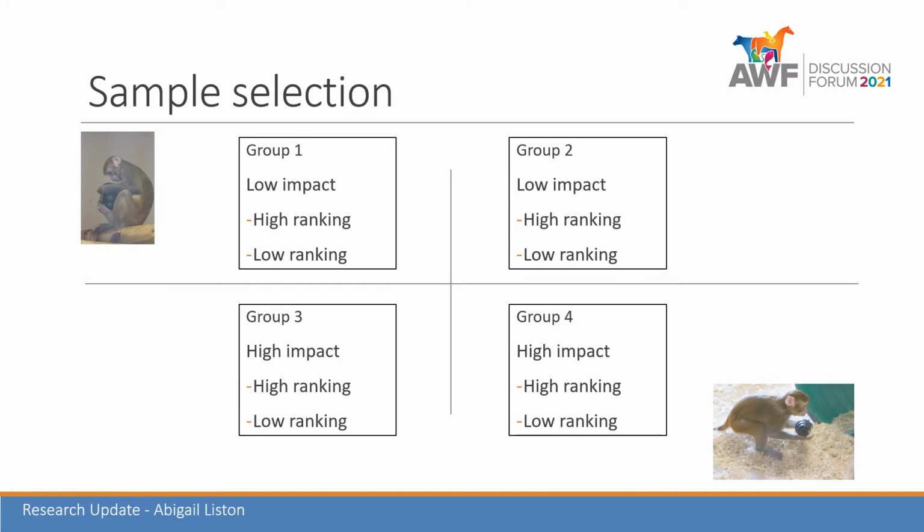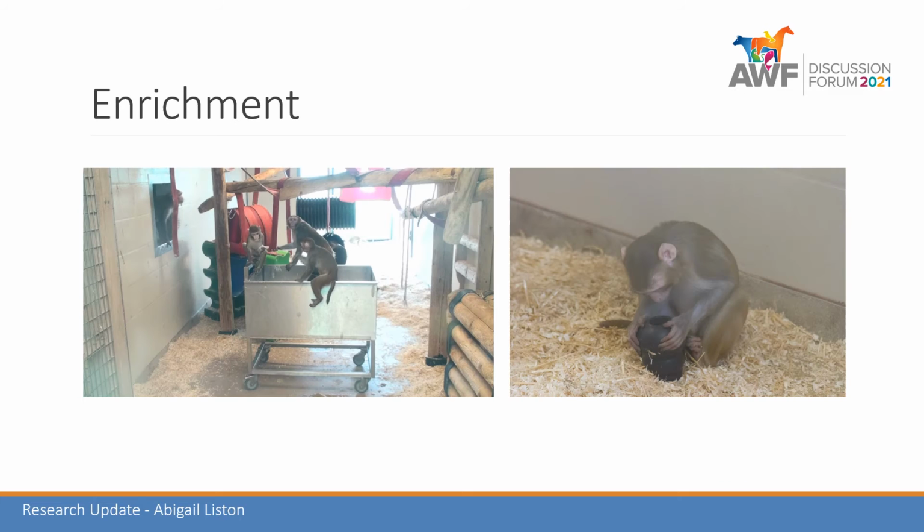For this study, a higher and a lower ranking female macaque were selected from 4 different breeding groups, 2 high impact and 2 low impact groups. 2 different novel enrichments were selected, a water bath and food kongs filled with shavings and raisins. These enrichments were selected to remove any bias, promote different natural behaviours and to facilitate a comparison.